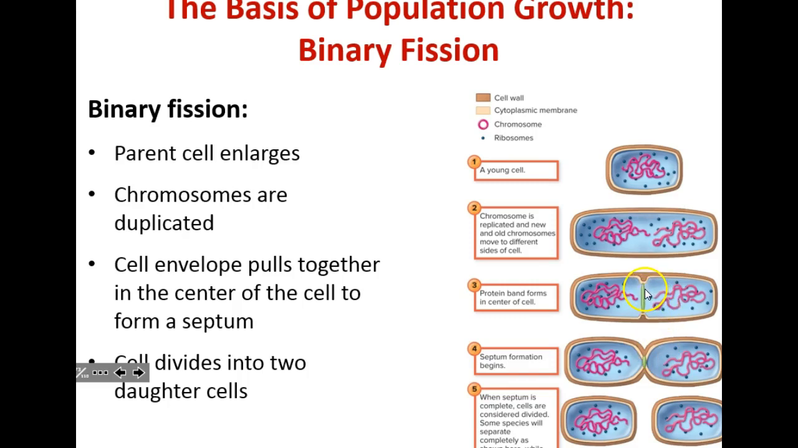See this protein band right here in the center of the cell? And in the very next step 4, that septum right there forms. Can you see what I'm pointing to? Okay. The cell divides into 2 daughter cells after it forms the septum.